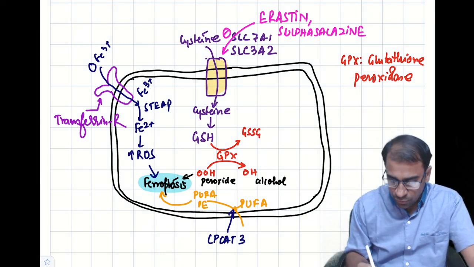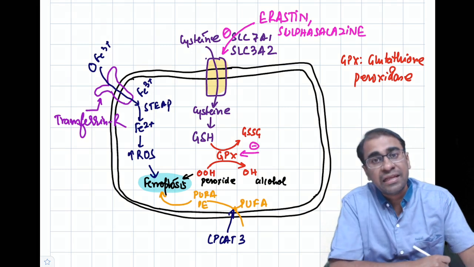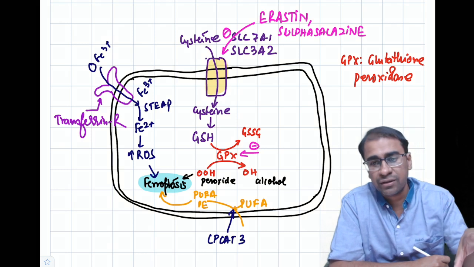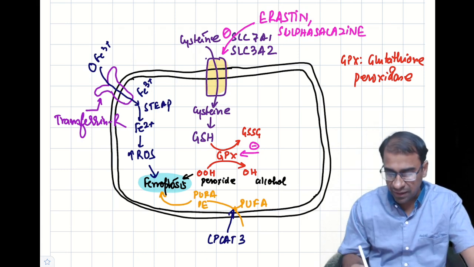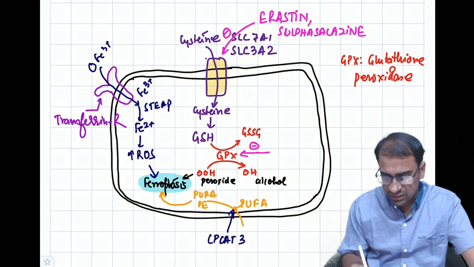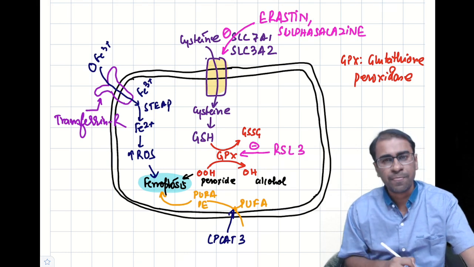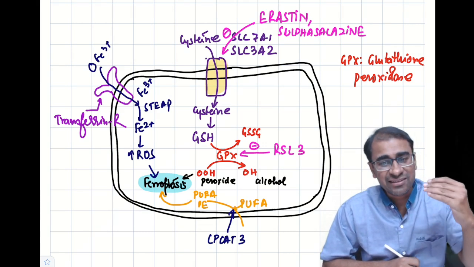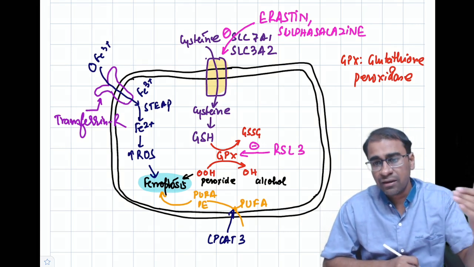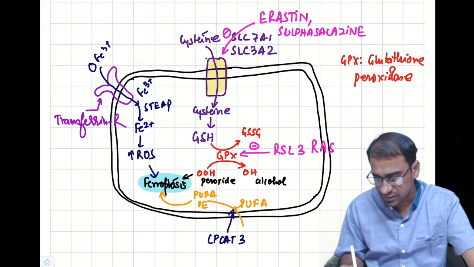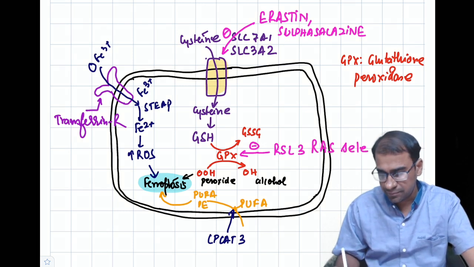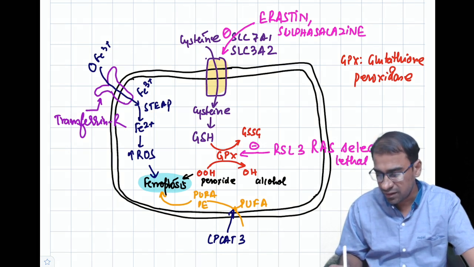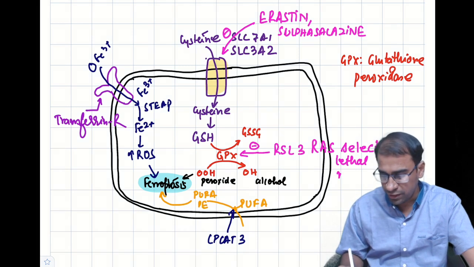One more way is to inhibit the GPX. The GPX can be inhibited or the GPX can be destroyed. The GPX inhibition is by a unique drug called RSL3. Again, these are new things, and everything new is important, right? This RSL3 is RAS selective lethal small molecule 3.